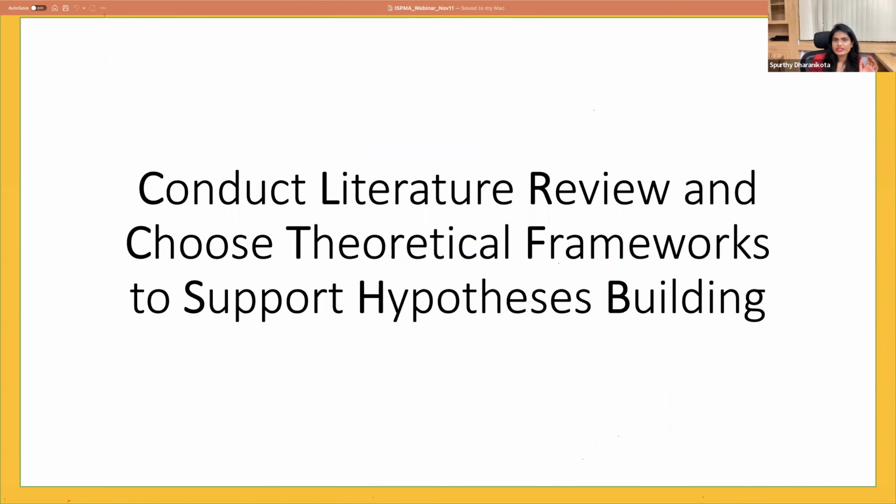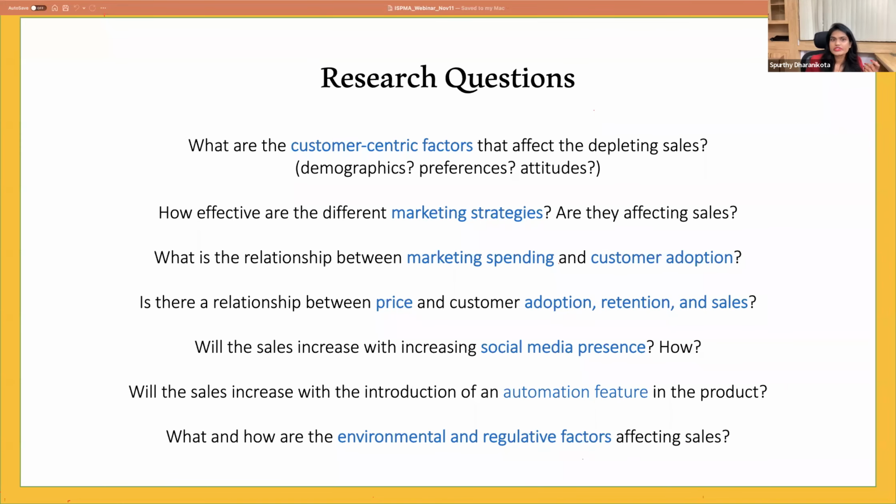Once you have your research questions, you conduct a literature review. A literature review on what? I have a research problem, I have a research question. So what do I do my literature review on? This is the most general problem that a researcher faces. He can start with these factors. Customer-centric factors: is there a different problem in the literature where customer-centric factors played a huge role in depleting sales?